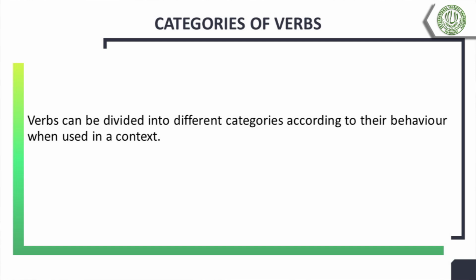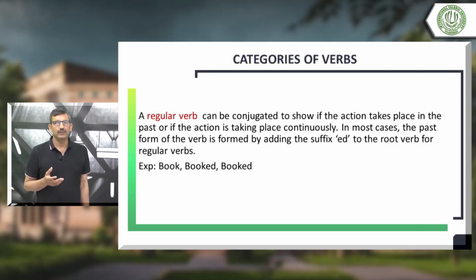Verbs can be divided into different categories according to their behavior when used in a context. The first category of verb is a regular verb. A regular verb can be conjugated to show if the action takes place in the past or if the action is taking place continuously. In most cases, the past form is formed by adding ed to the bare form, for example, book, we add ed to book, booked. So, the bare form is book, the past form is booked, and the past participle form, the third form, is booked.